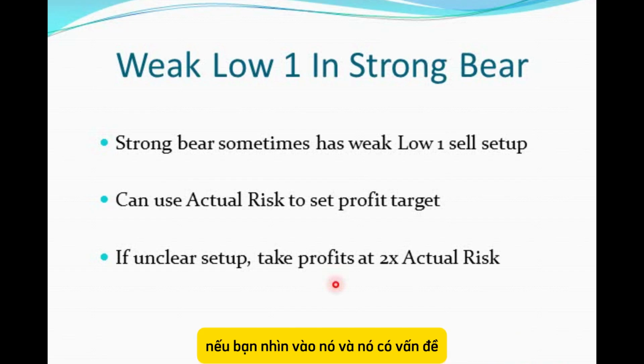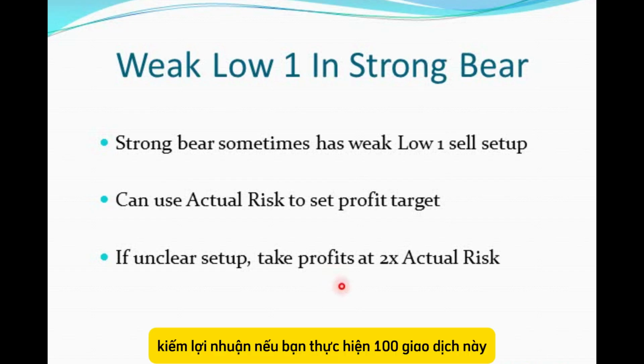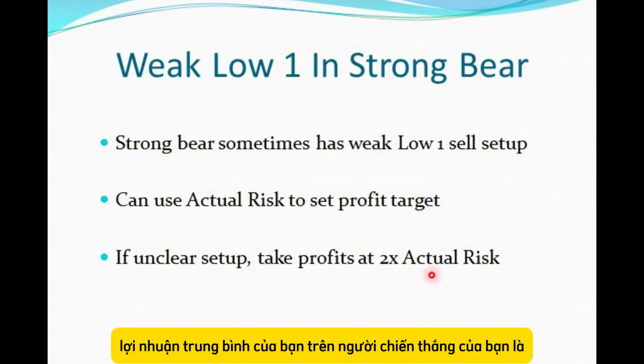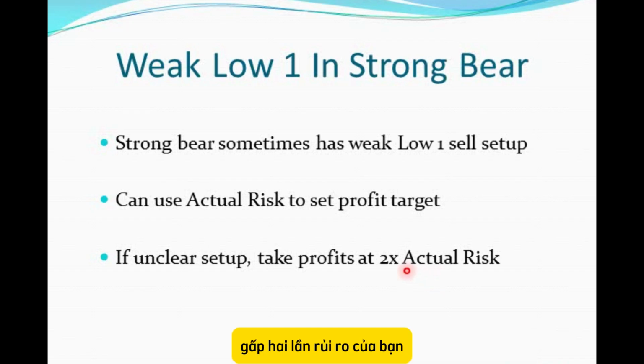If you look at it and it's questionable, then you can only make a profit if you take 100 of these trades, if you're going for a profit twice your risk. Whenever the probability is 40 to 50%, you will not make money unless your average profit on your winners is 2 times your risk.